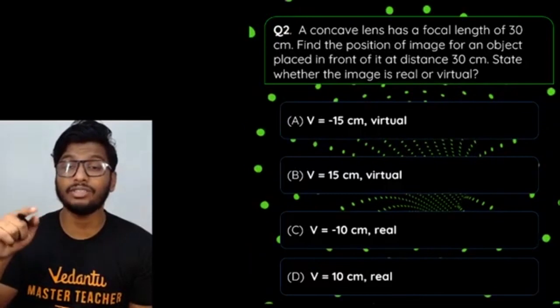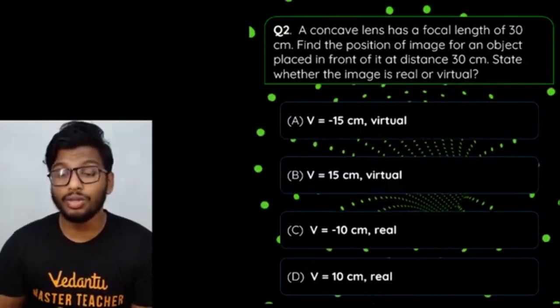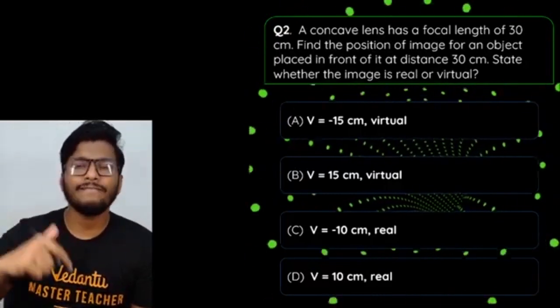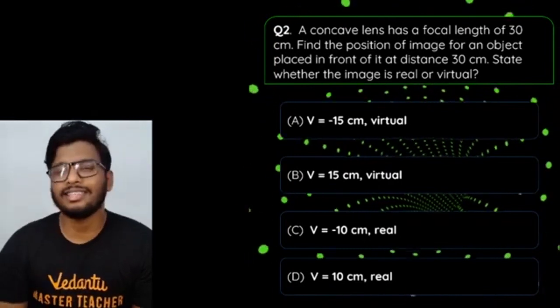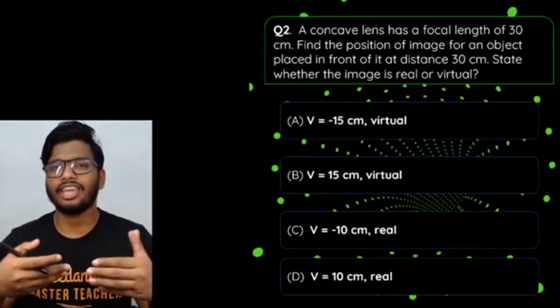The options are: V is minus 15 centimeters and it's virtual. V is 15 centimeters and it's virtual. V is minus 10 centimeters and it's real. V is 10 centimeters and it's real. Go for it, guys. Enjoy.